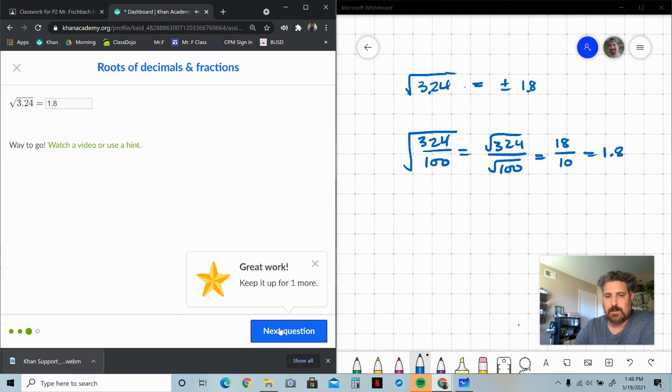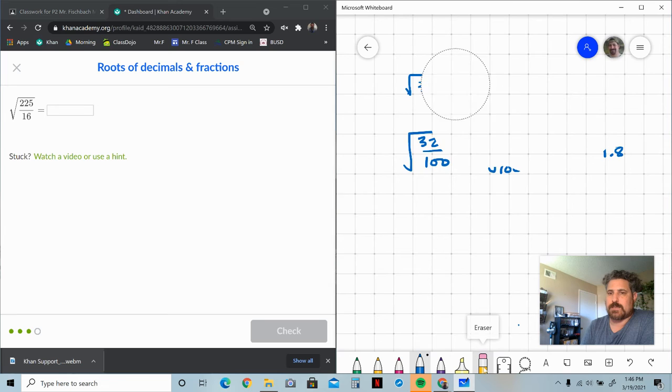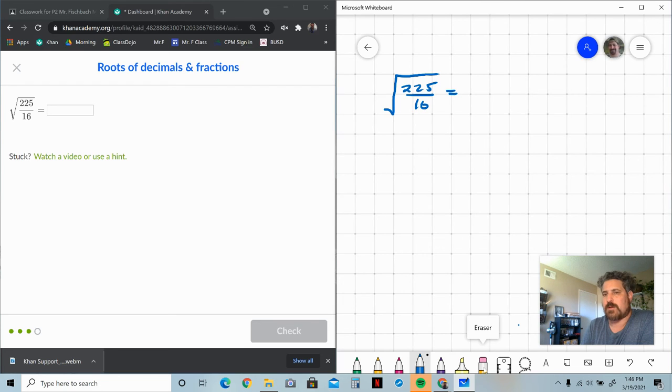And this one here is a fraction already, so that's nice and easy. When you have the square root of 225 over 16, you apply the root to the top and bottom. So that would be the square root of 225 over the square root of 16. The square root of 225 is 15. The square root of 16 is 4. So this is just 15 fourths, which is 3 and 3/4, which is 3.75.